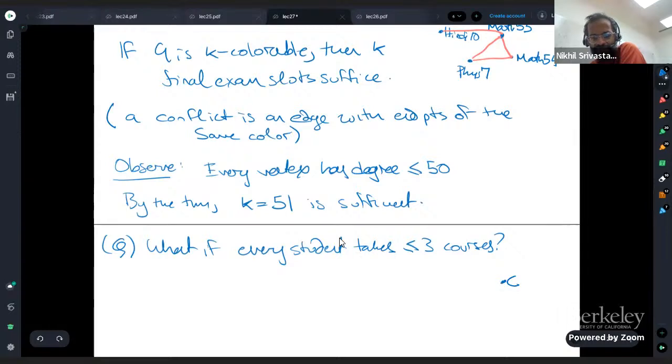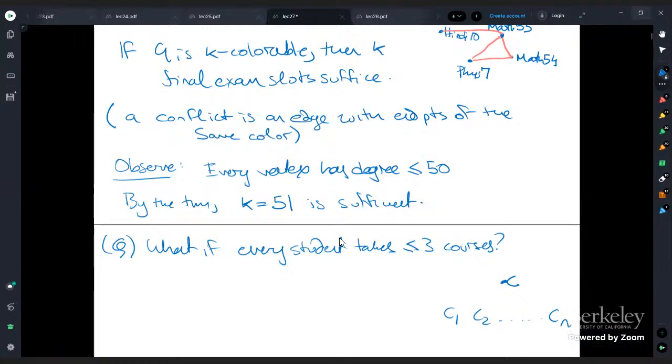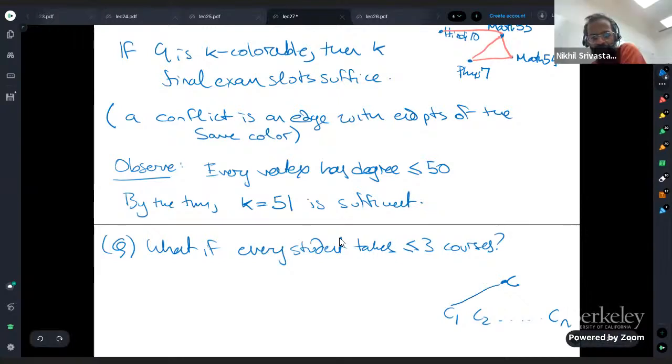So any thoughts? Suppose I have a course here. This course has at most 50 students. So how many other courses could there be? 100. Yeah, great. Because each student can create at most two conflicts, because each student takes at most three courses. So each student actually puts a triangle in this graph, at most. And so in particular, each student in a course adds at most two edges going to other courses. And so the total degree is at most 100.